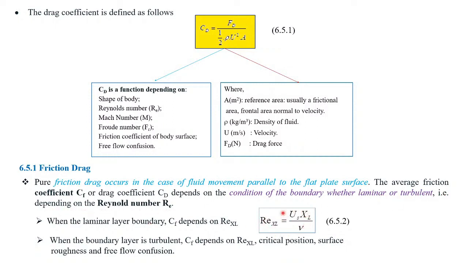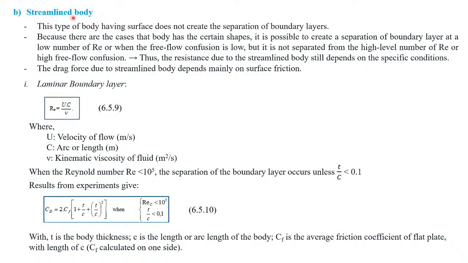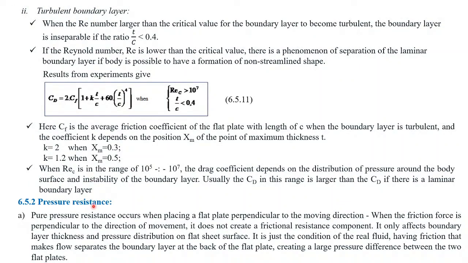So this gives you a formula to calculate the Reynolds number. You can pass this one, you just remember this one. And in the problem, the problem gives you the value of CD, so you do not need to go into detail. And this is some formula from experiment. This is a streamlined body, a kind of body having a surface that does not create separation of the boundary layer. You can pass this one or this one.